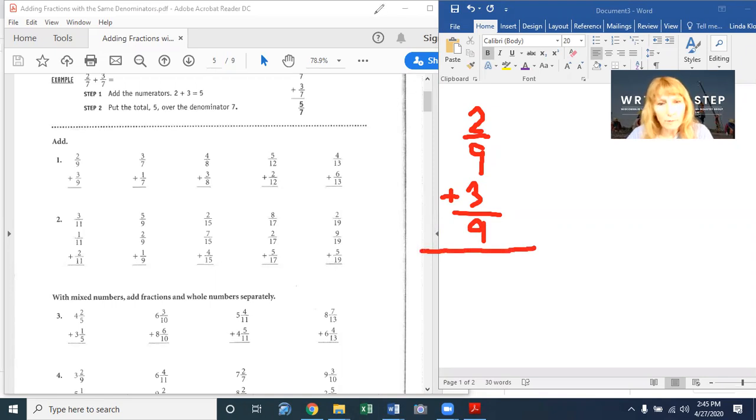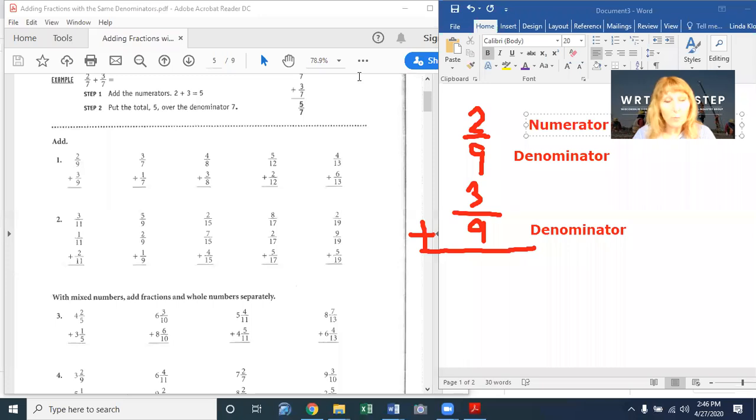Usually you'll see adding done vertically and you'll see multiplying done horizontally. So here is our 2/9 plus 3/9. When you are adding numbers that have the same denominator, now the denominator is the bottom number, so the bottom is the 9. So these are the denominators. Denominator here. This is also a denominator. And what do you call the top number? Numerator, yes. So the top number is your numerator and your bottom number is your denominator.